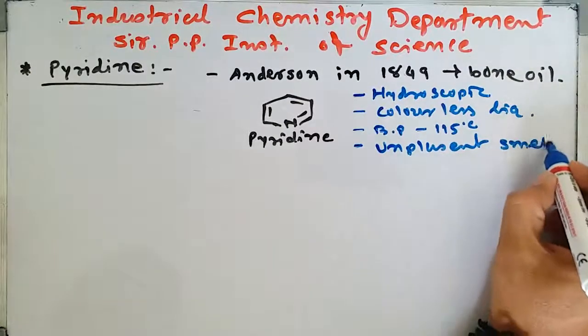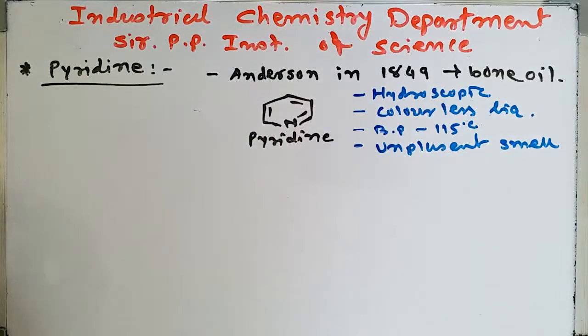It has an unpleasant smell. It is miscible with water as well as with organic solvents. This is a very important physical property of pyridine. Pyridine is a hygroscopic colorless liquid, boiling point 115 degrees Celsius, with an unpleasant smell. It is miscible with water as well as organic solvents.